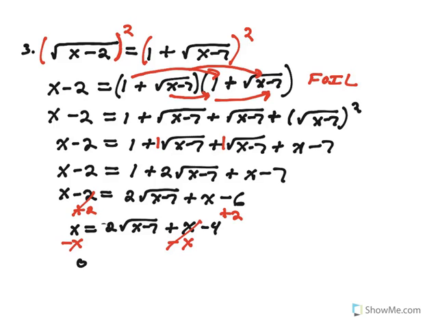And that's going to give me 0 equals 2 radical x minus 7 minus 4. And now, in order to get rid of the radical, what we can do is add the 4 to both sides.